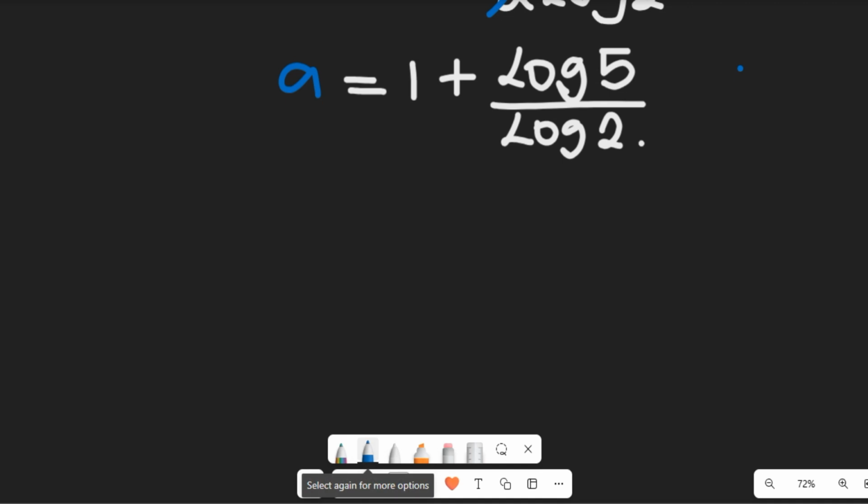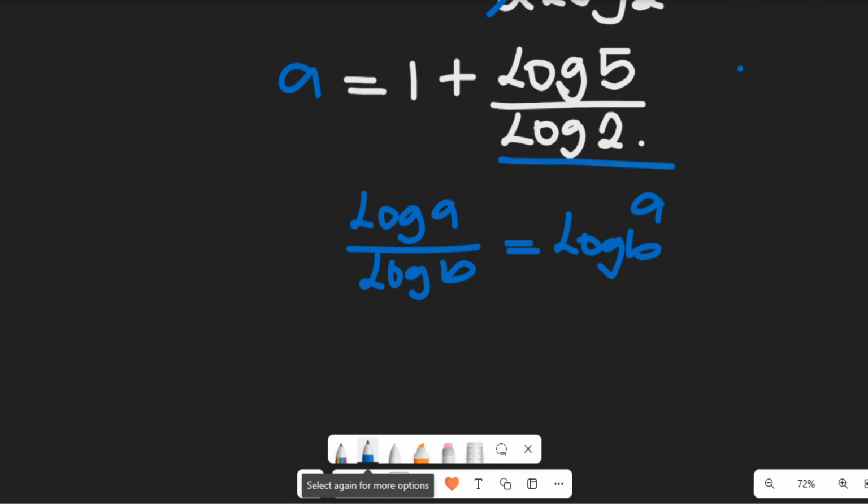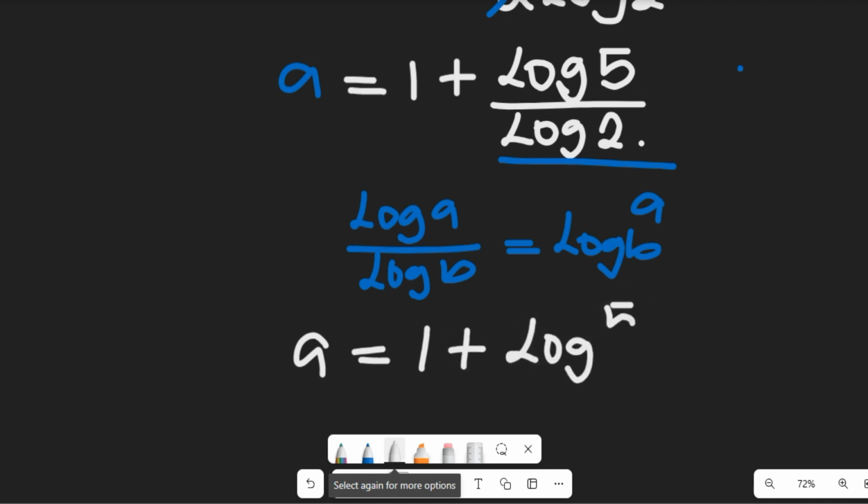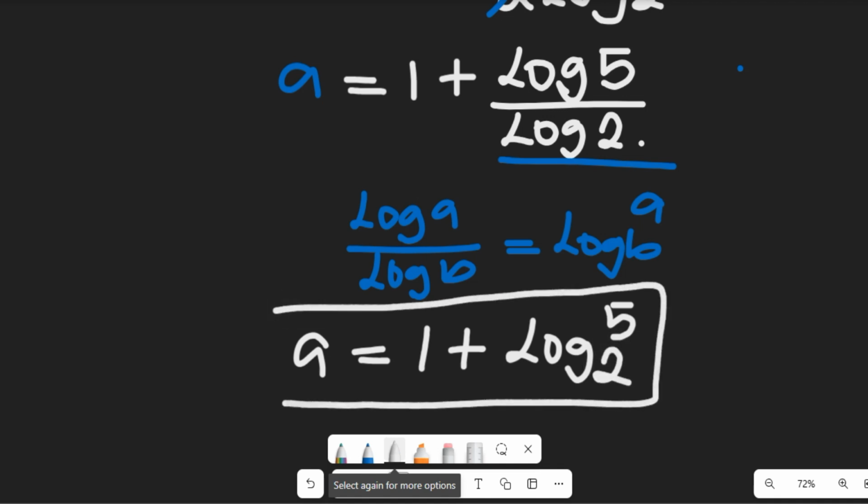Now, remember this law of logarithm that if you have log of A divided by log of B, this can simply give us the log of A base what? Base B, right? So if I apply that here, I'm going to have that expression to give me a equal to 1 plus log of 5 base 2, right? Log of 5 base 2. And that stands as the solution to this maths expression given to us up there.